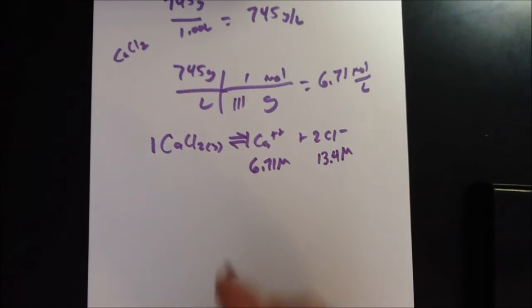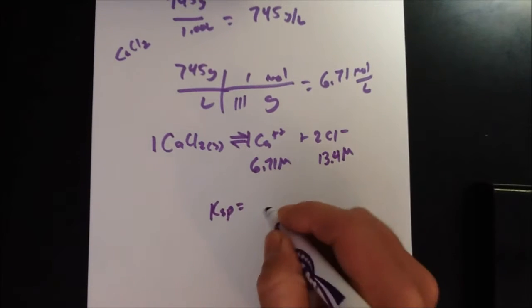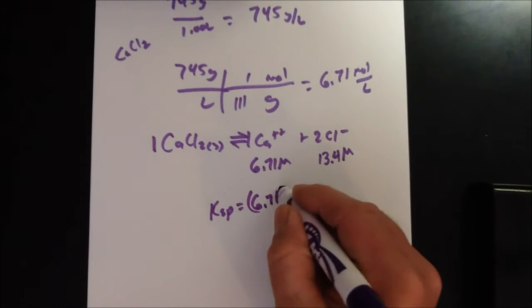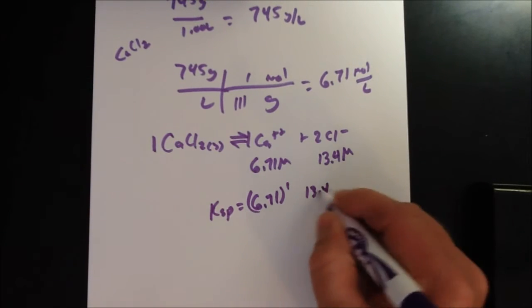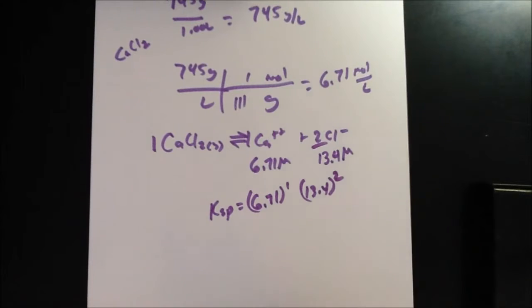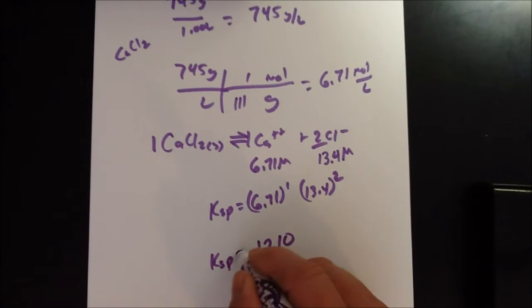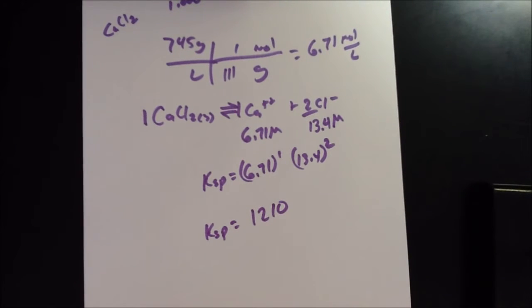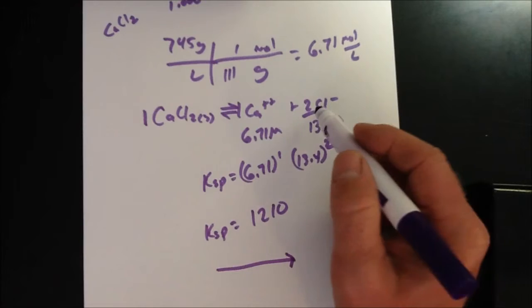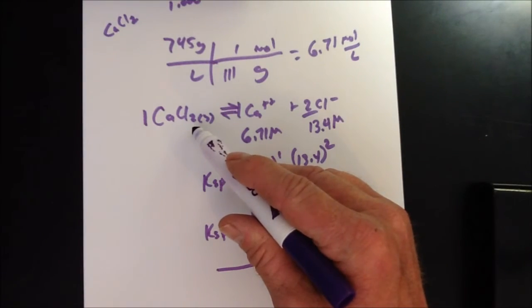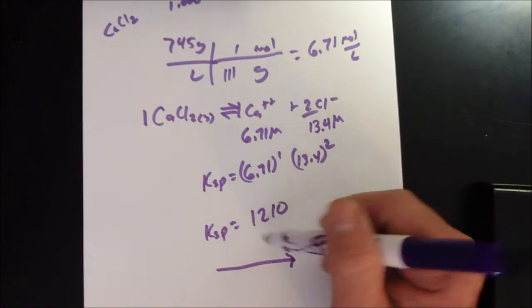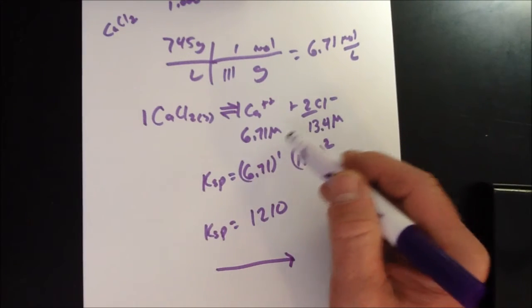Question number 4 on there said, what is KSP? The KSP is 6.71 to the first, 13.4 to the second. And I get a KSP of 1210 for my KSP value. Explain the magnitude. That's a pretty big KSP value. That means this thing favors that side. And in terms of solubility rules, we learned that all chlorides are aqueous except lead, mercury, and silver. So that's why we learned calcium chloride is pretty aqueous.